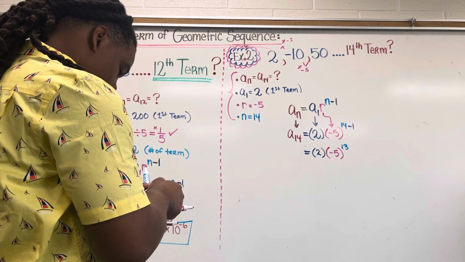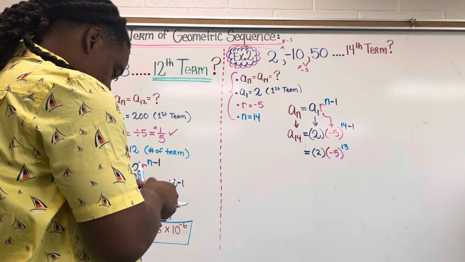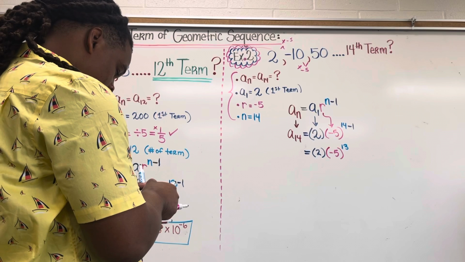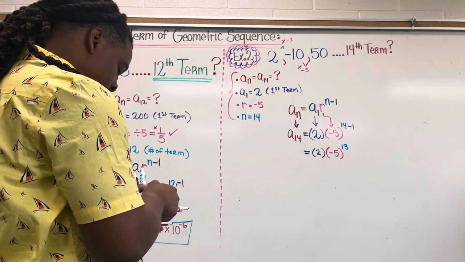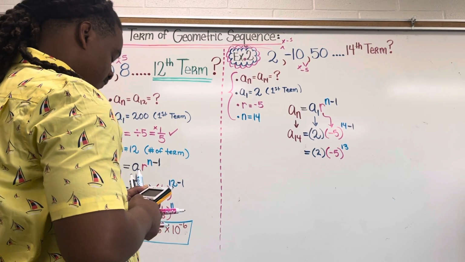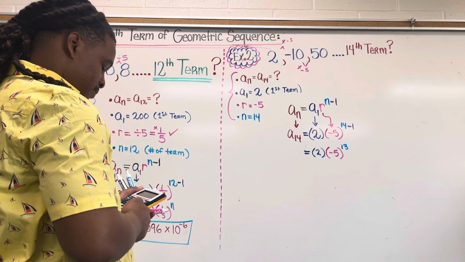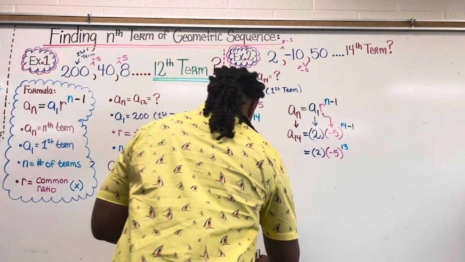Oh, that's a pretty big number. Let's see what it is. That's 3,125. That's a pretty big number. Then you multiply that by 2, and then you would get this number.